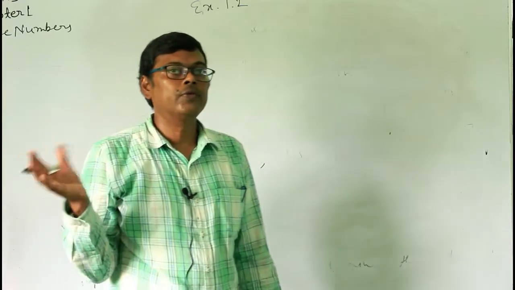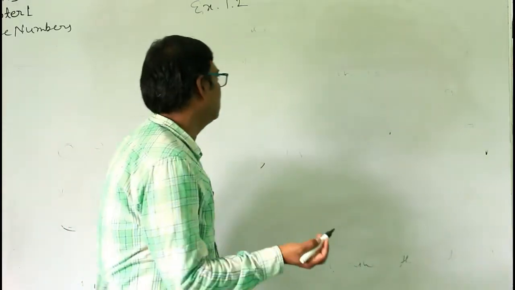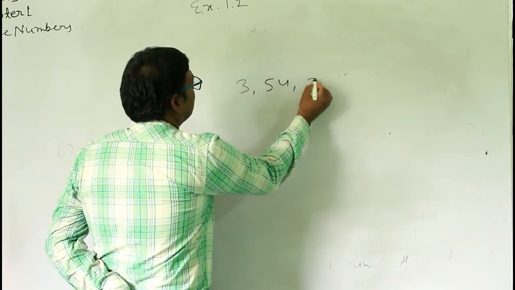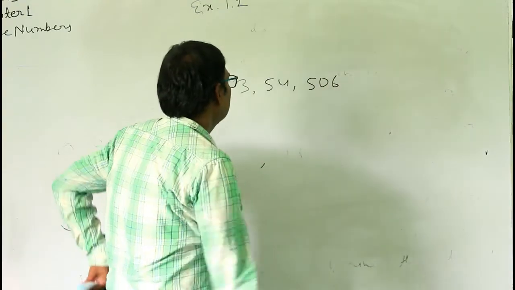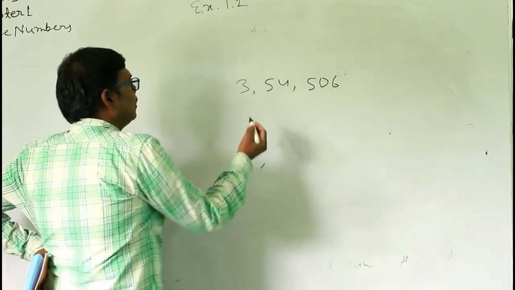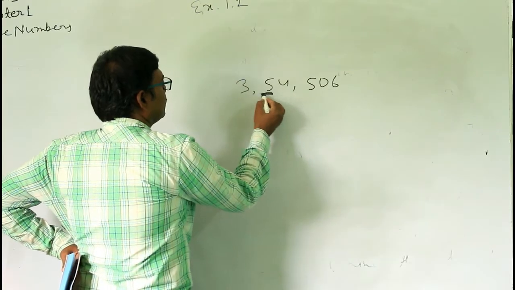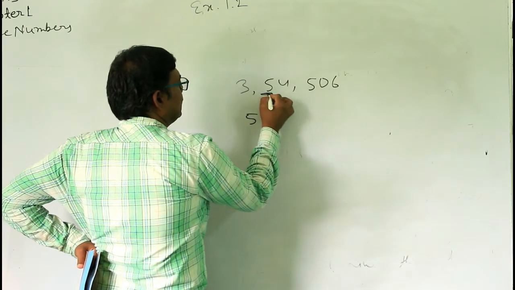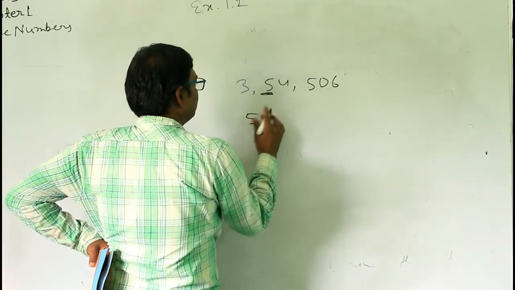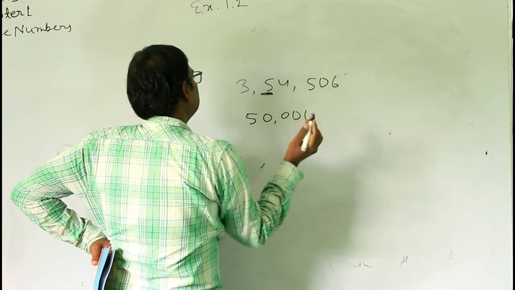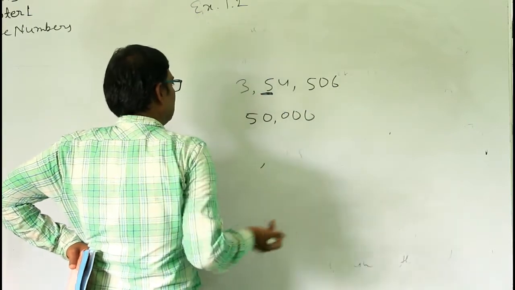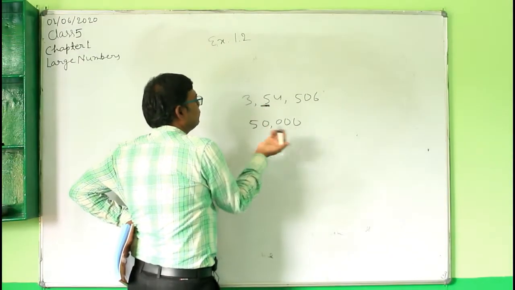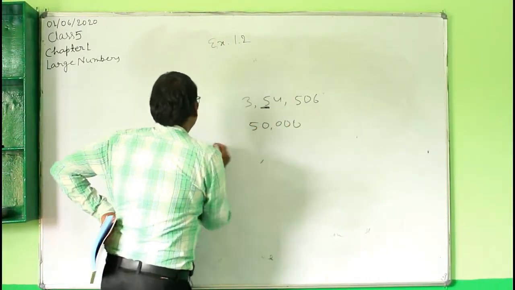So the face value of a digit in the number is the same as the digit. For example, I will repeat that. Suppose there is a number like 3,54,506. What is the place value of this 5? The place value of this 5 will be 50,000, because this is at the 10,000th place, so it will actually be 50,000. Right? And what is the place value of this other 5? It will be 5.